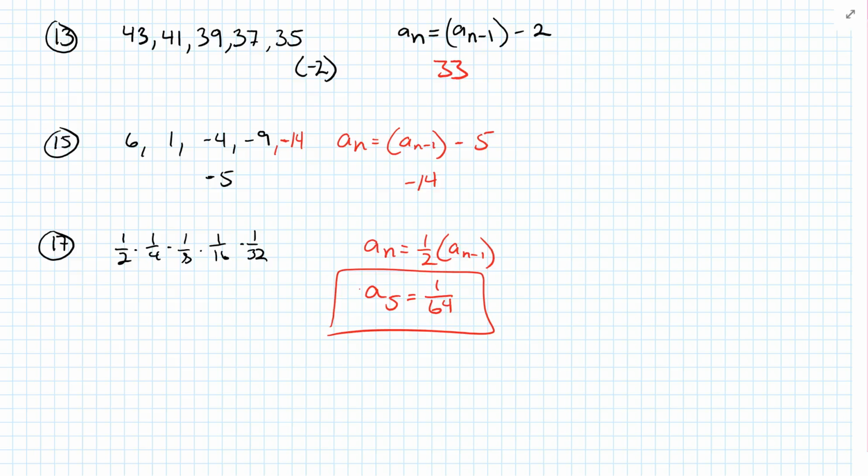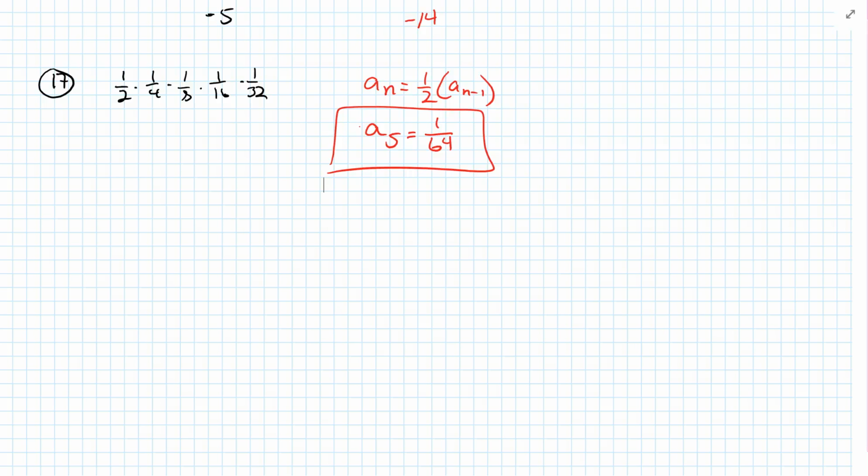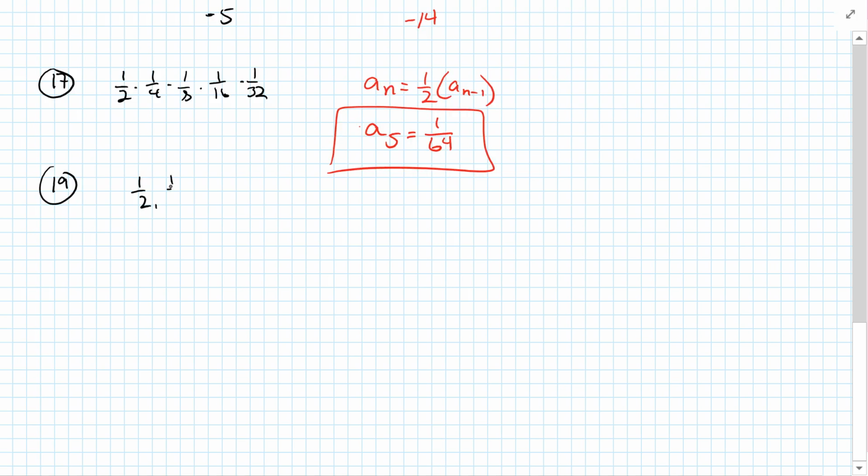19. Write the explicit formula for each sequence and then find a of 12. So 19 says this: 1/2, 1/3, 1/4, 1/5, 1/6. Okay, so a sub n is going to be 1 over 1 plus n. Then it says find the a of 12. The a of 12 would be 1/13.